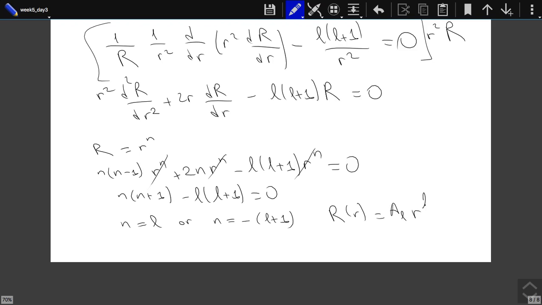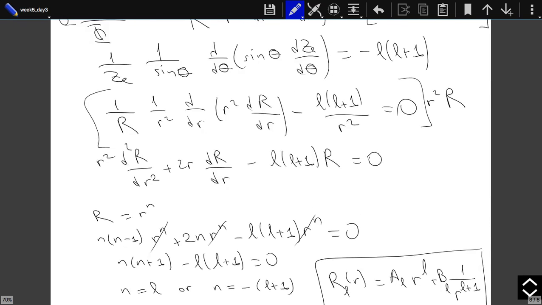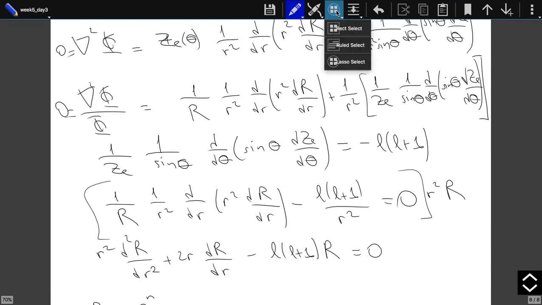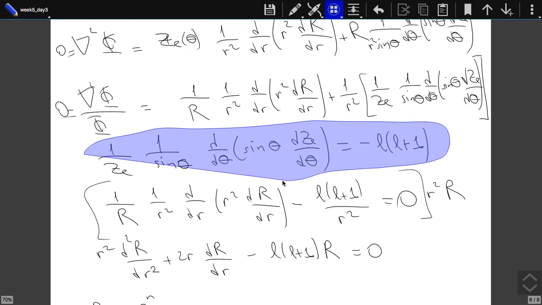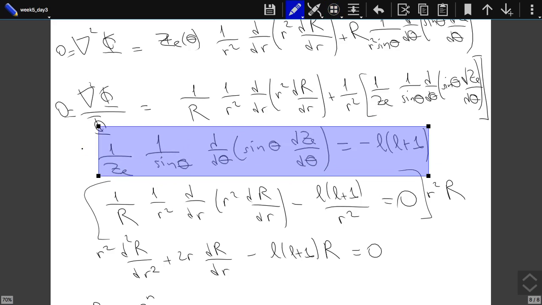A_L times r to the power L plus B_L over 1 over r to the L plus 1. This is the solution of the radial part. Now comes the more complicated part, this one.